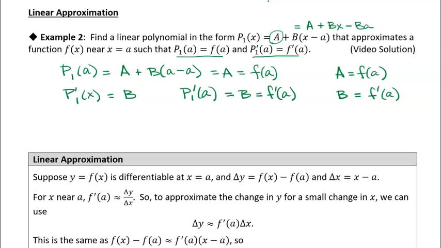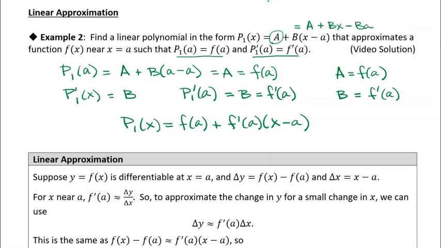I know this seems a little strange, but let's write what we have now. What we have now is that p1 of x is equal to, replacing a with f of a, and replacing b with f prime of a, and then we have x minus a. So what we have here is a linear polynomial, and this is the linear approximation.